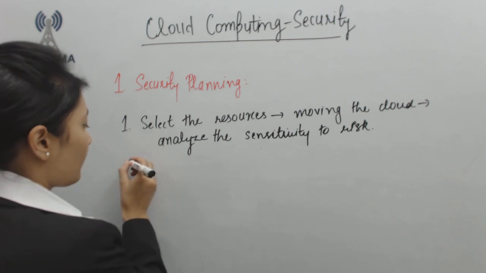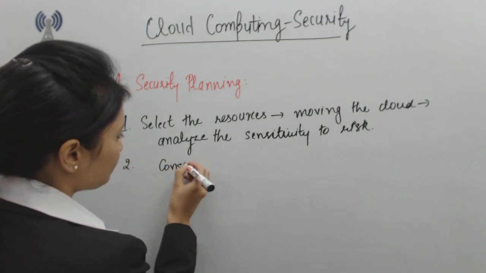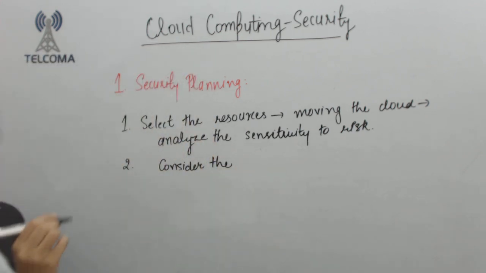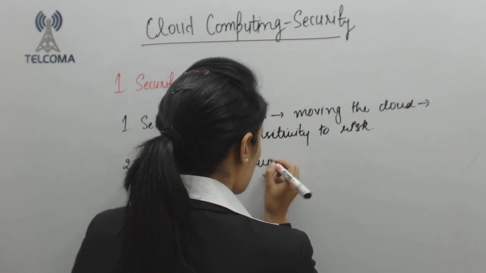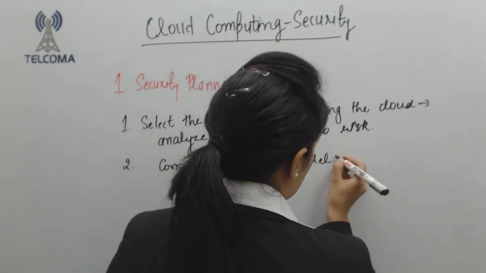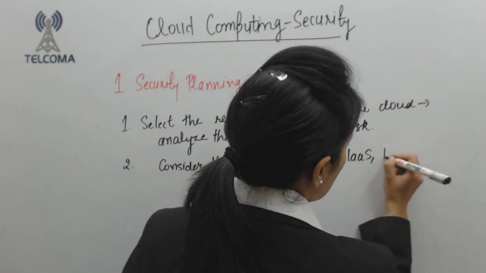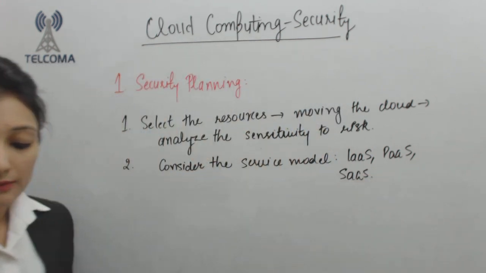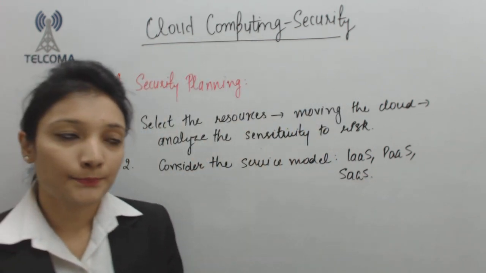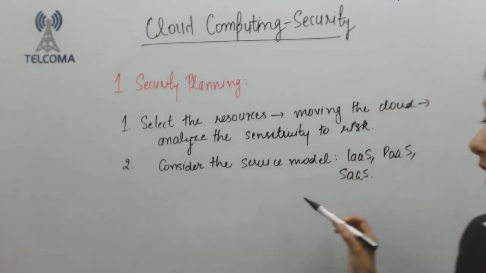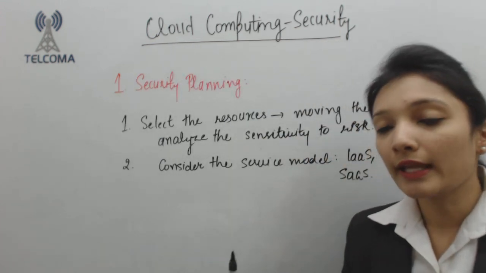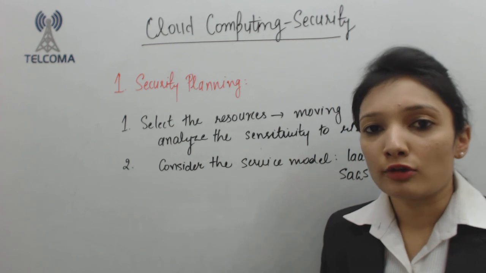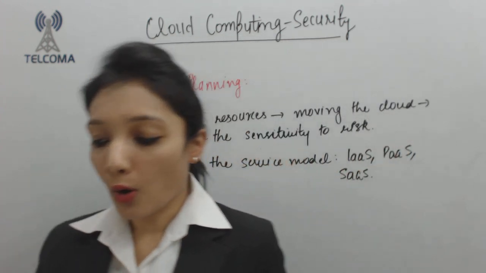So, first of all, you have to consider the service model. You have to consider each of the service models like infrastructure as a service, platform as a service, or software as a service. These service models also require the consumer to be responsible for security at different levels. That means the security concern lies with the provider, as well as with the consumer.